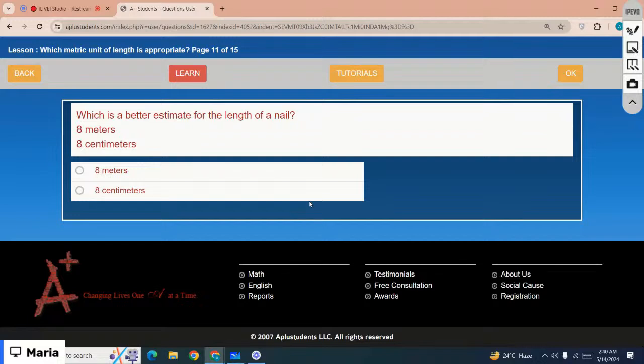Which is a better estimate for the height of a nail, 8 meters or 8 centimeters? Which is the correct option? The correct option is 8 centimeters. Okay, you can complete the lesson by yourself later today.